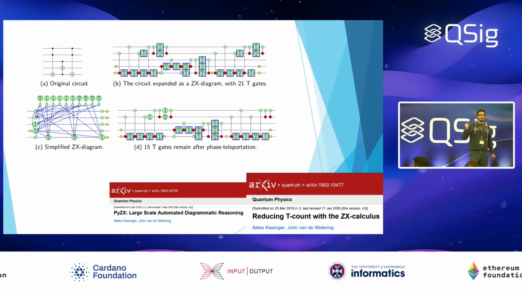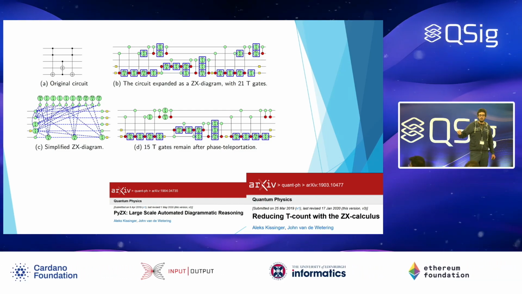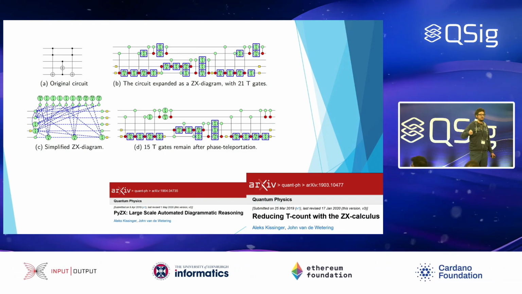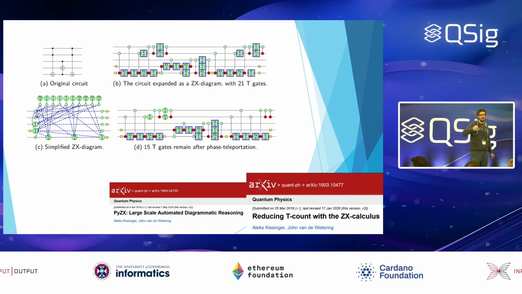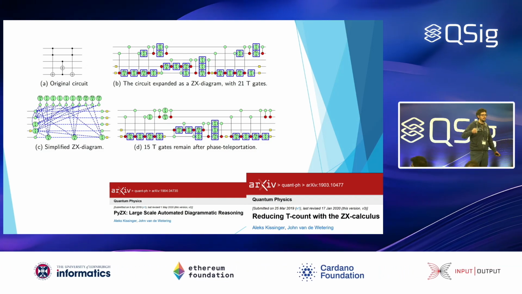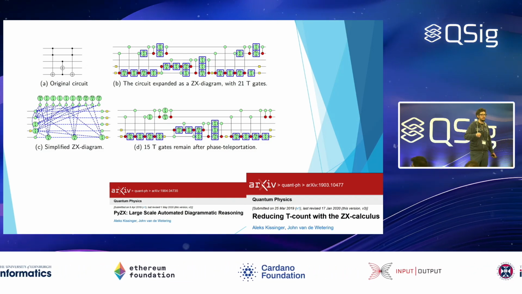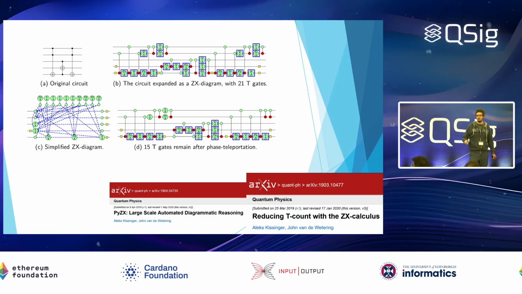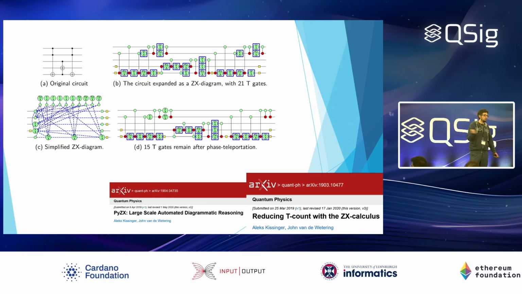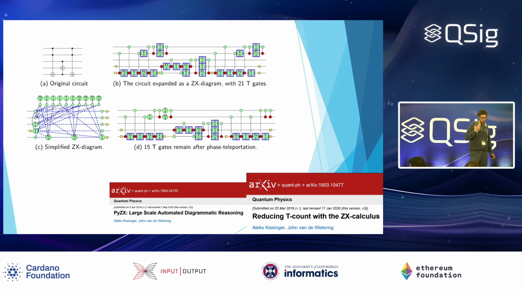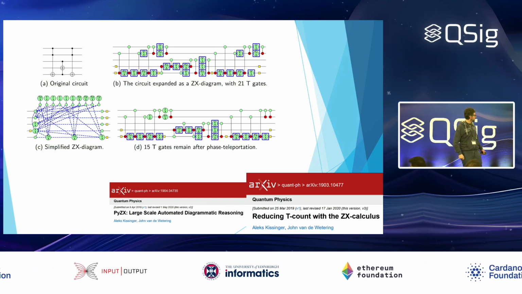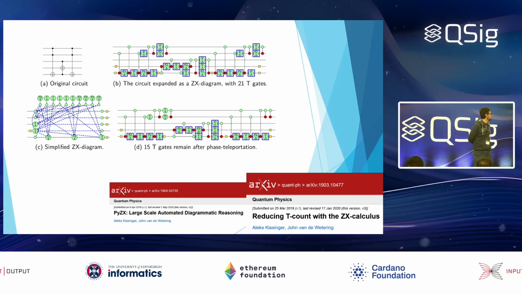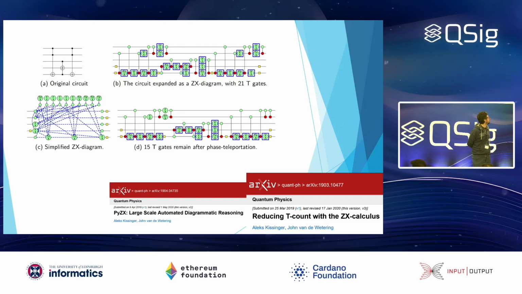Now, in fault-tolerant quantum computing, the cost is not really the number of gates, it's the number of T-gates. There's a special kind of gate that's hard to do. The other ones are all very cheap. T-gates are the ones that ultimately determine how many hours, days, weeks, months, years your computation will take on a fault-tolerant quantum computer. So we want to reduce them as much as possible. Here's an example from an early paper that shows a reduction by about 33% on a small circuit.